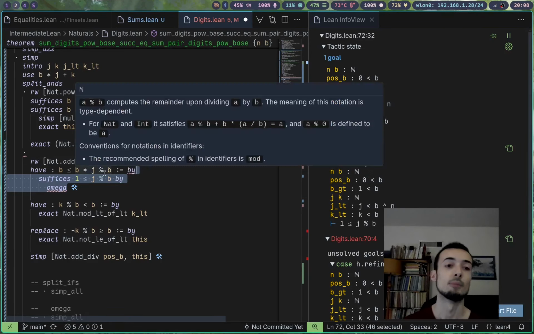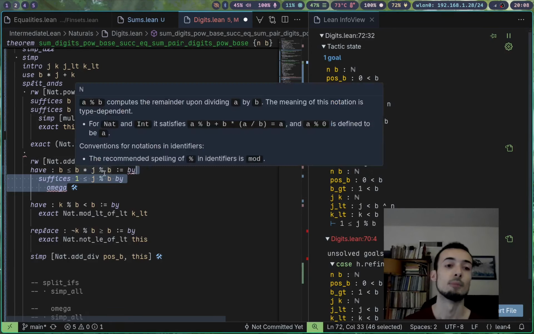So let's see if there's a library lemma for that. b times j mod b plus k mod b equals k, was it? Let's do exact. Once again, this is going to be too complicated for library search. So how do we simplify it a little bit to make it possible for library search to use it? When you have a suffices, the new goal by default is called this.